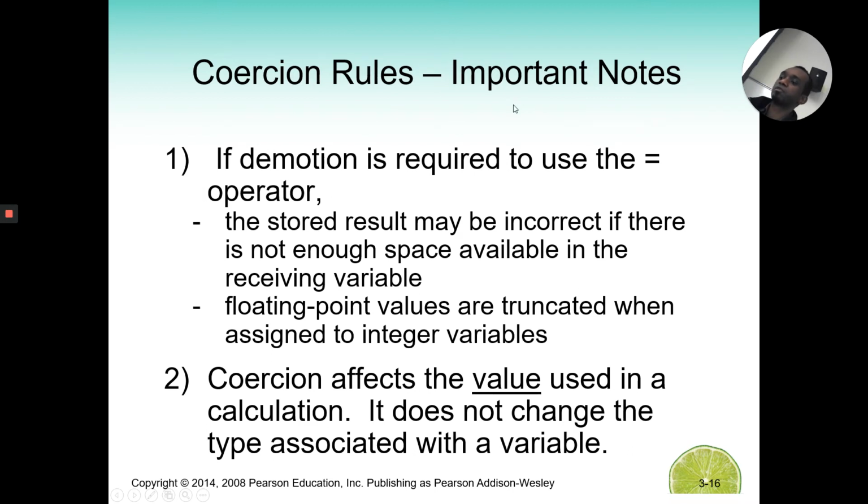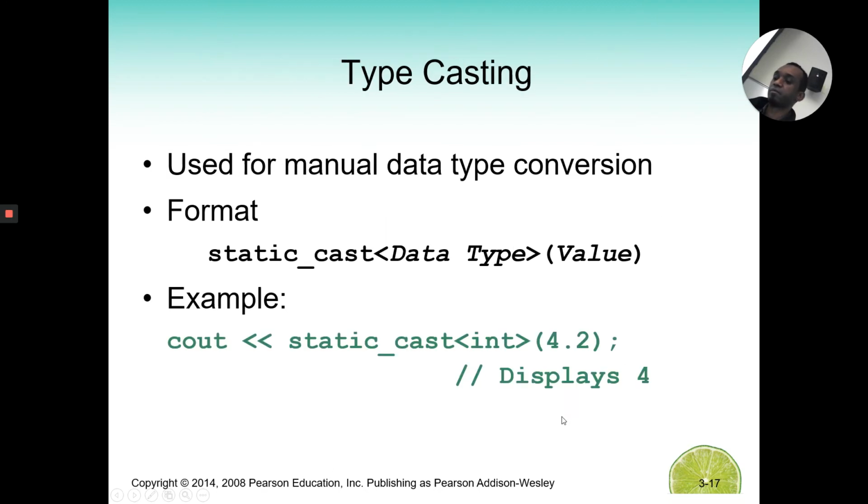If demotion is required to use the assignment operator, the stored result may be incorrect if there is not enough space available in the receiving variable. Floating point values are truncated when assigned to an integer variable. Coercion affects the values used in calculation. It does not change the types associated with the variable.